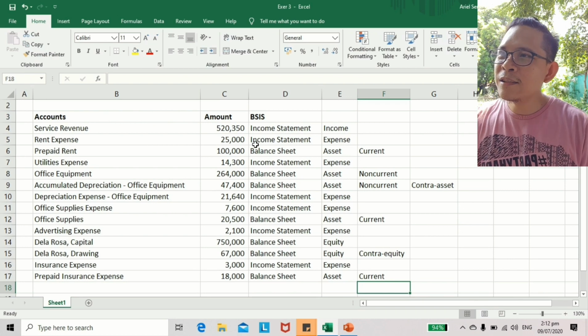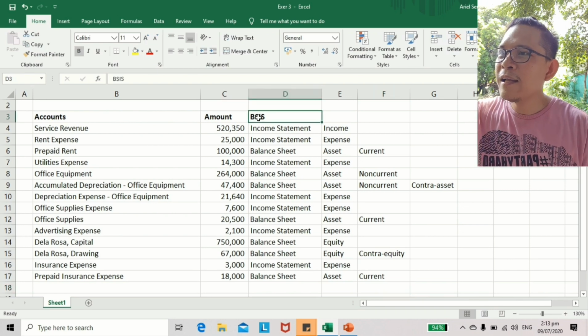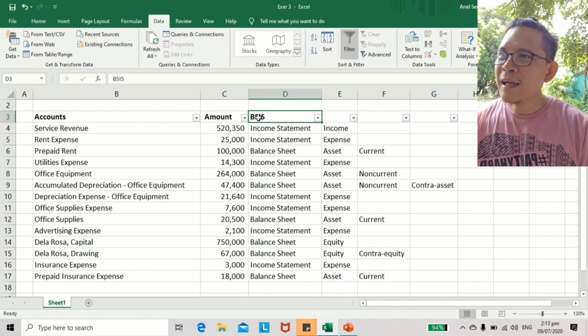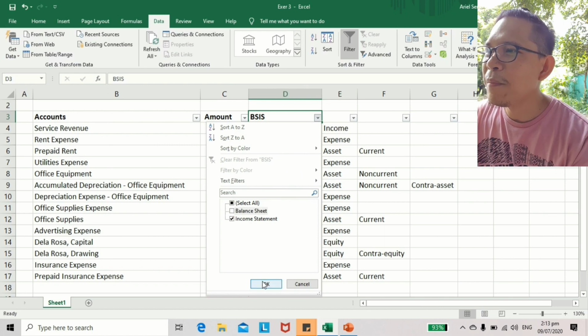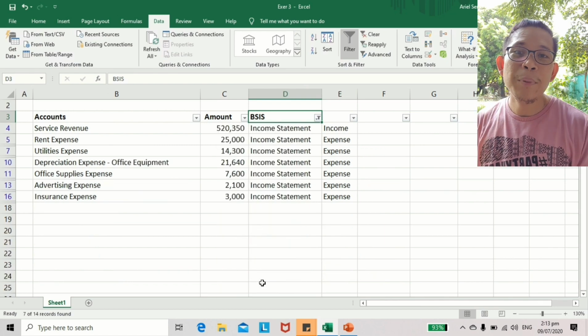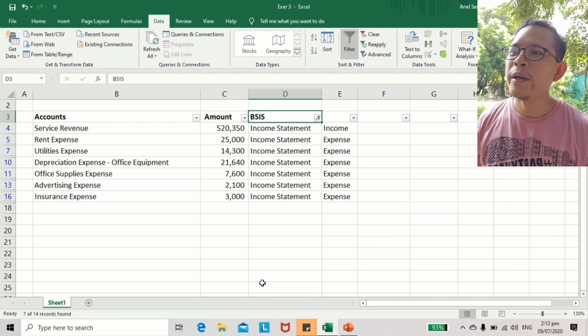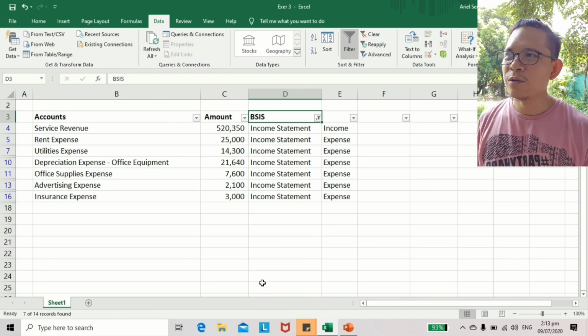So, ang gawin natin dito sa aking info, i-filter natin ito at i-retain lang natin yung mga income statement accounts. Okay, mamaya, balikan natin si capital account and si drawing account. So, you have here the income and expense accounts.